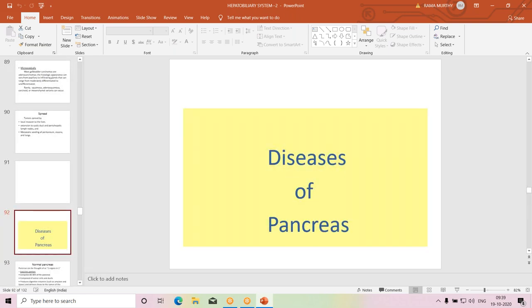So that is about the diseases of the gallbladder. Most important conditions in gallbladder: gallstones, acute cholecystitis, chronic cholecystitis, porcelain gallbladder, carcinoma of the gallbladder. Sometimes cholesterolosis may also be asked, but these questions carry only 4 marks or 2 marks.